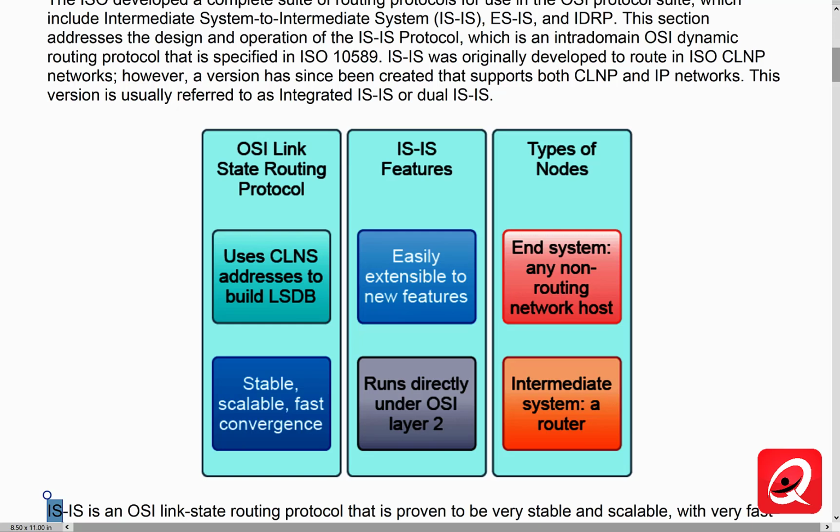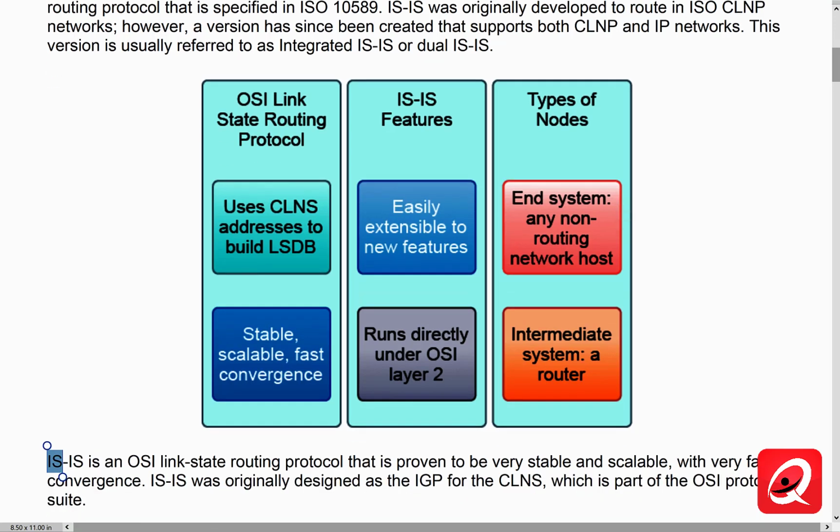It does form neighbor adjacencies. Like I said, we have areas, we exchange link state packets, we build a link state database. We also run Dijkstra's algorithm, or the SPF algorithm, to find the best path to each destination, and that ends up getting installed in the routing table. So it is a link state routing protocol.